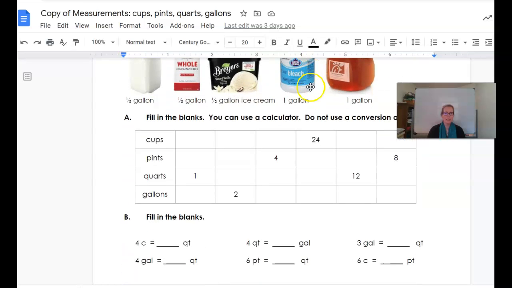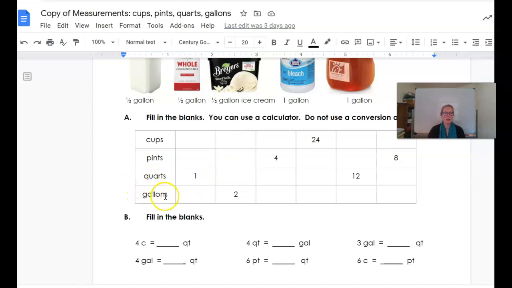So let's practice with cups, pints, quarts, and gallons. If you have 1 quart, how many pints do you have? How many cups do you have in 1 quart? How many gallons is 1 quart? If you have 2 gallons, how many quarts is that? How many pints? How many cups?